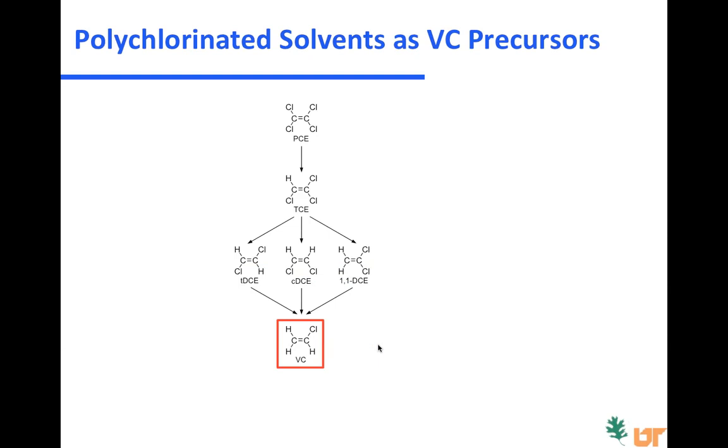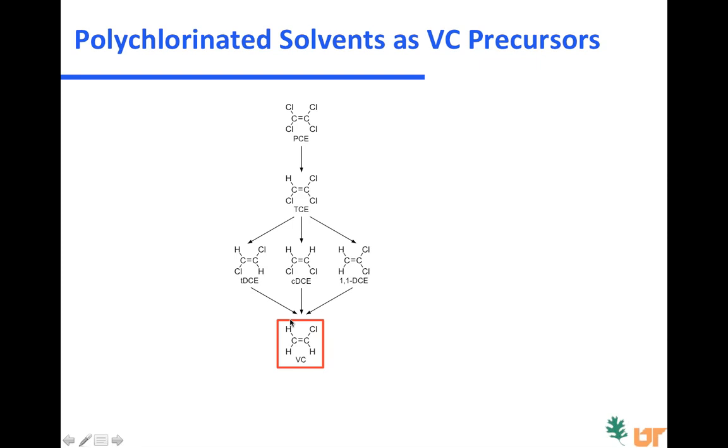So then I mentioned that vinyl chloride can be generated from polychlorinated solvents. And this is an example here. We know about tetrachloroethene and trichloroethene, TCE, commonly used solvents. They were spilled, penetrated aquifers, and they can be reductively dechlorinated, so PCE reductively dechlorinated to TCE, to the DCE isomers, trans-DCE, cis-DCE, 1,1-DCE, and those can be reductively dechlorinated to vinyl chloride.